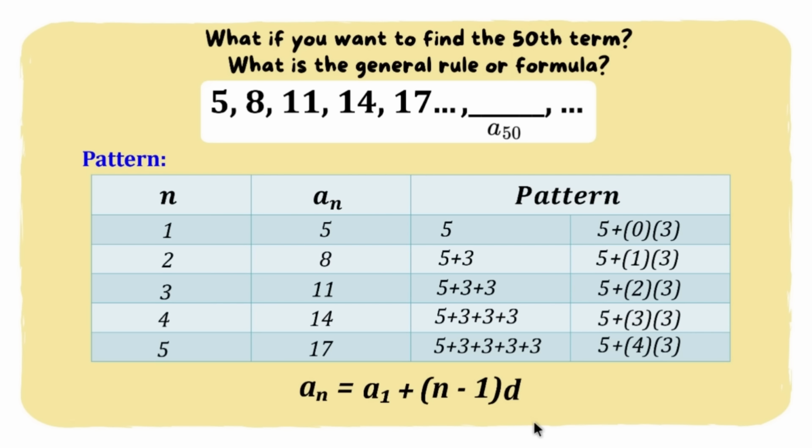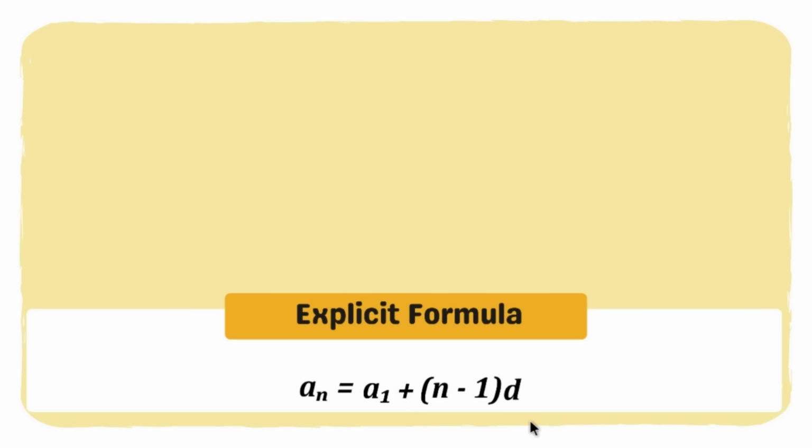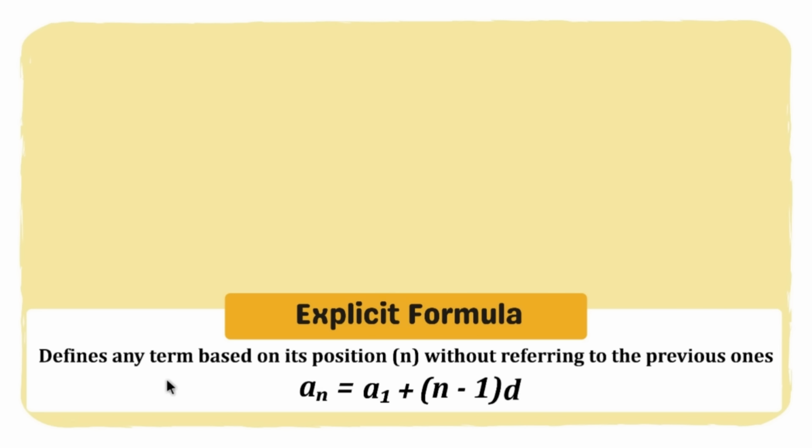Ang tawag po natin dito sa formula na ito ay explicit formula. Ano po ang ibig sabihin ng explicit formula? It defines any term based on its position, which is n, without referring to the previous one. Hindi po katulad sa recursive formula kanina na nagbe-base tayo doon sa sinusundan niyang term. Ito, kahit wala po tayong idea kung ano yung sinusundan niyang term, malalaman natin yung hinahanap nating term by just using this explicit formula. So, try po natin.